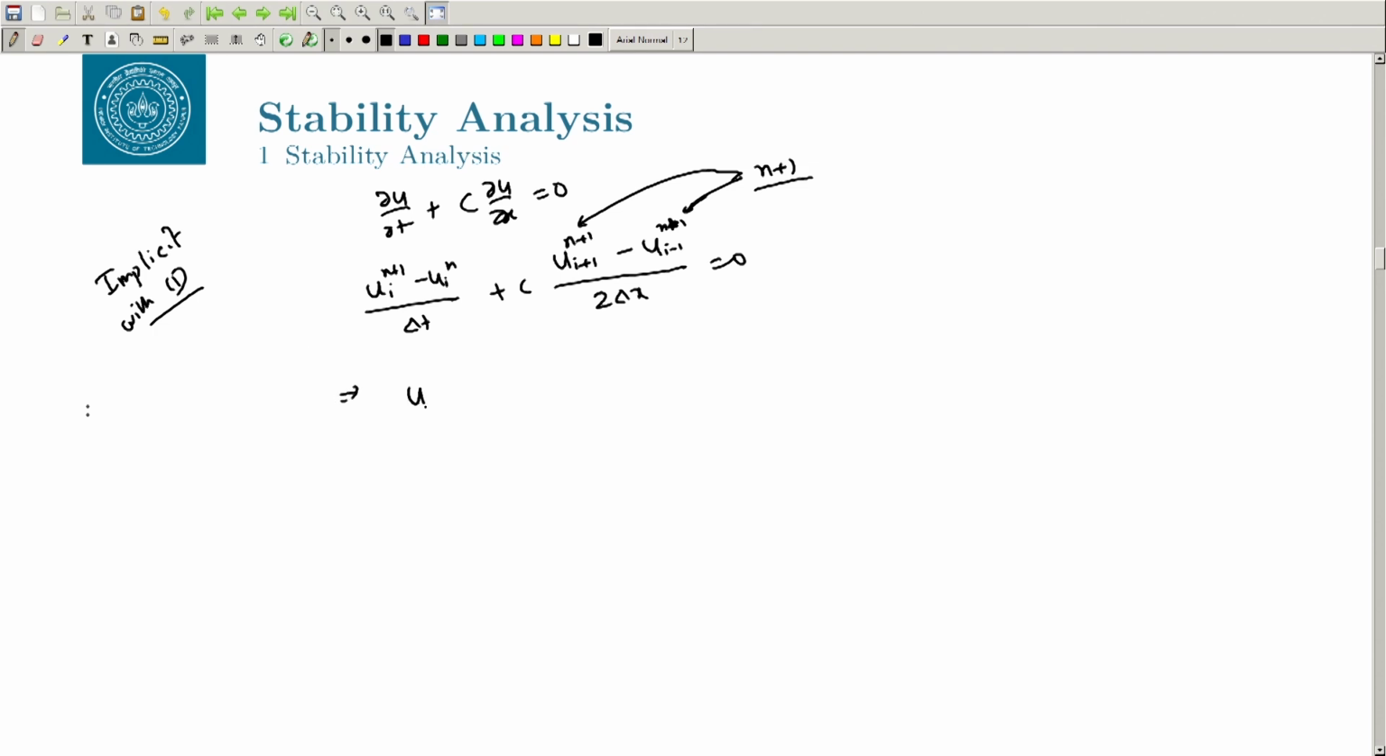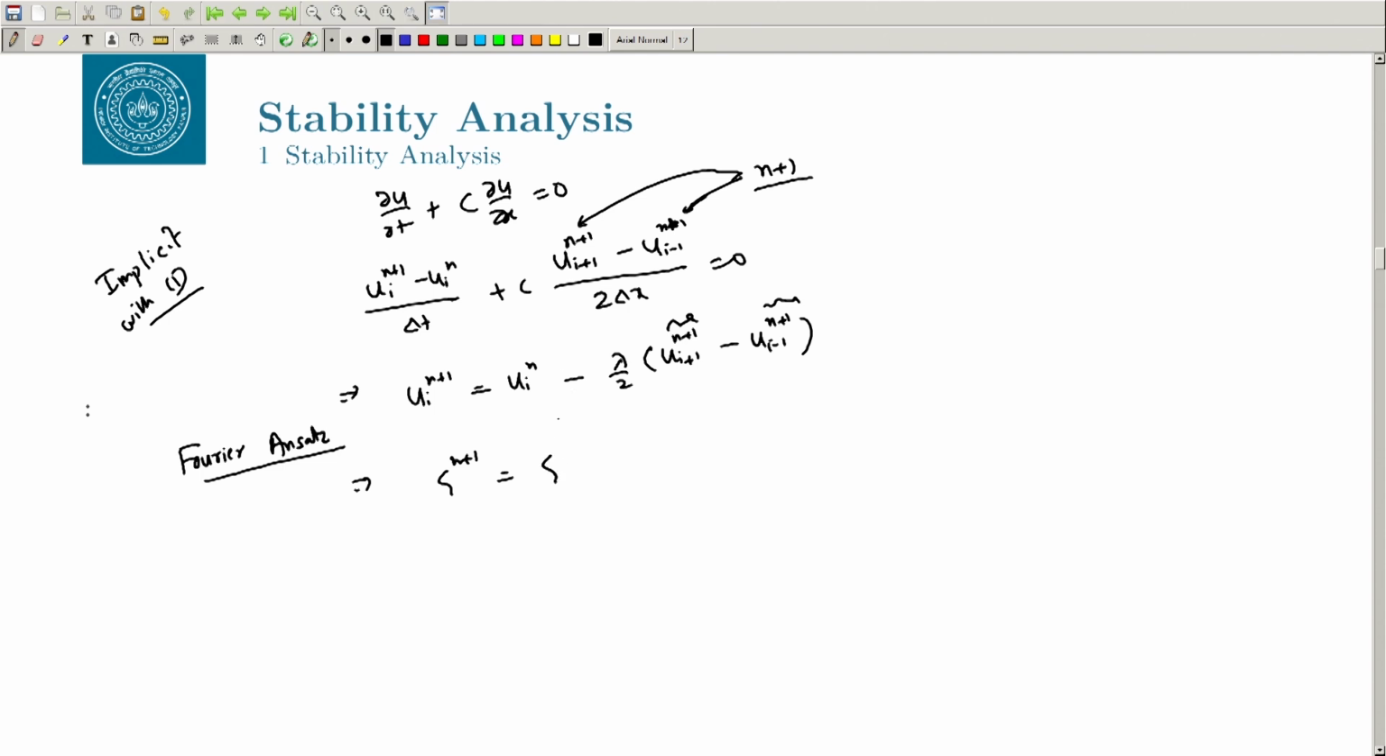Okay. So, this will become u I n plus 1 equal to u I n minus lambda by 2 times u I plus 1 n plus 1 minus u I minus 1 n plus 1. Okay. Very similar to the explicit scheme, except that we have this n plus 1 term instead of n term. Okay. So, put the Fourier mode in. This will become zeta to the power n plus 1, I am taking the e to the power I phi I outside.